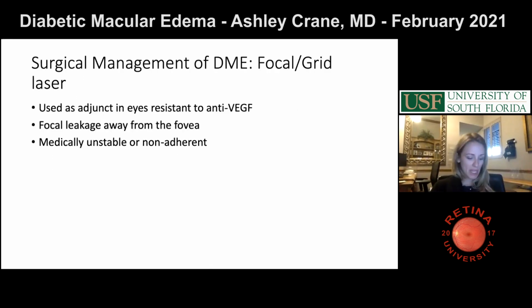So here we get to the surgical management of DME. This is something that, do you do this in any of your clinics? Do you use focal and grid laser anymore? Or maybe you're using micropulse or something else?